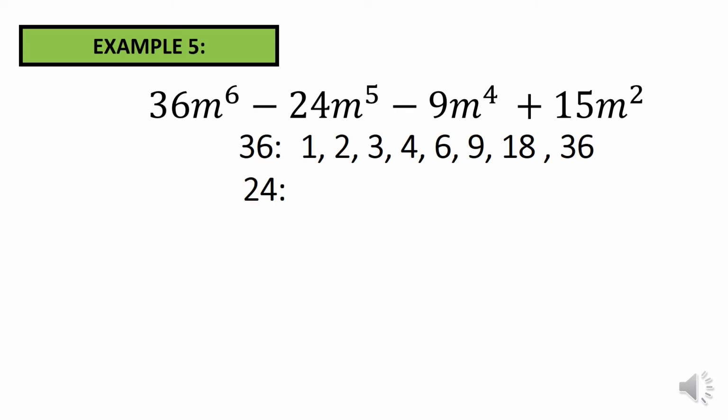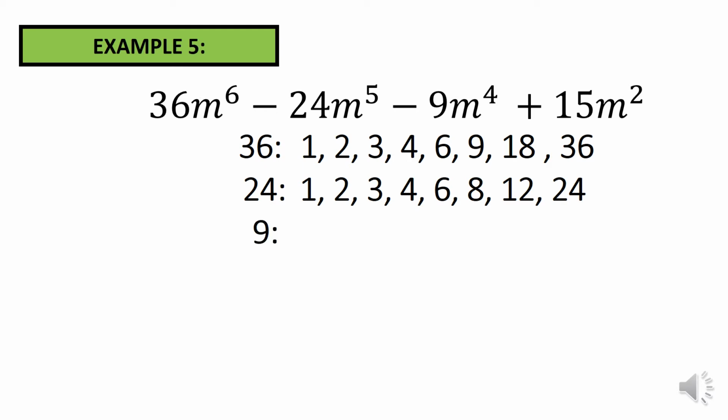How about 24? The numbers are 1, 2, 3, 4, 6, 8, 12, and 24. For 9, we have 1, 3, and 9. And lastly, for 15, the numbers are 1, 3, 5, and 15. So, what is the greatest common factor of 36, 24, 9, and 15? The answer is 3.